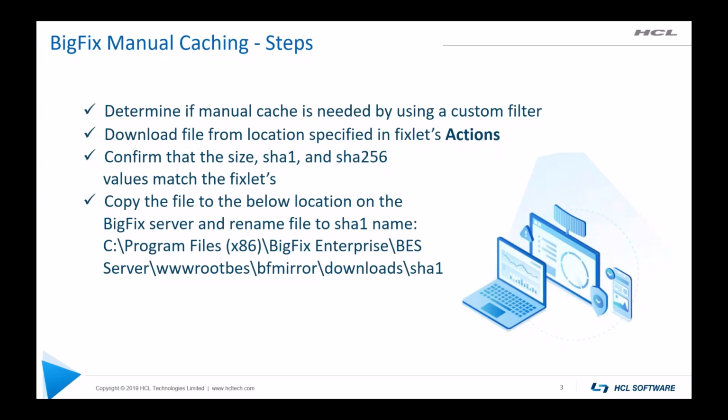Lastly, I will copy the file to the SHA-1 folder on the BigFix server. You can see the exact location on this slide at the bottom. Optionally, I will also rename the file to the same name as the SHA-1 value, and I'll explain why later. Now, I will jump into my demonstration.